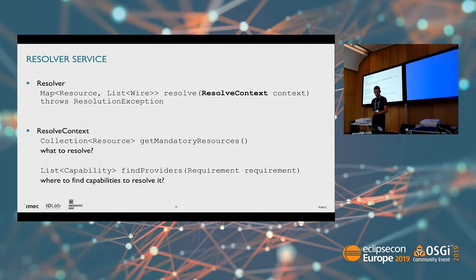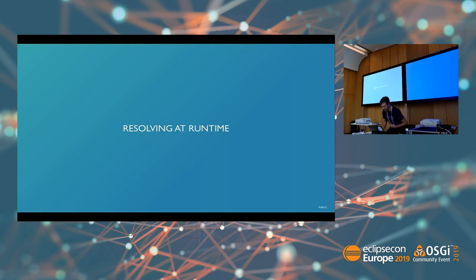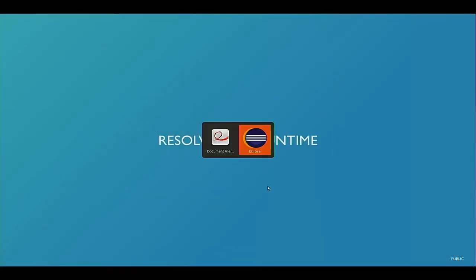And the second method is find providers for a certain requirement. And this is basically where you implement, if I have a requirement, which are the sources that you can go through to find anything resolving this capability? And so typically there you can go through your repositories, or you can have a custom index of capabilities, or you can list the capabilities of your current framework. So let's go to an example of resolving at runtime.